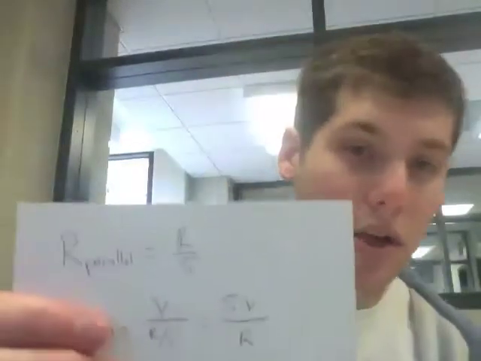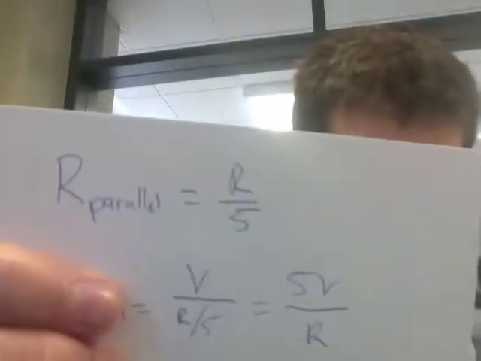From there, you look at what they would be in parallel, since you are now hooking up the 5 resistors in parallel. So since they're in parallel, you find the equivalent resistance, and then you do the same things you did with the current in series. You use Ohm's law to find the current in parallel.